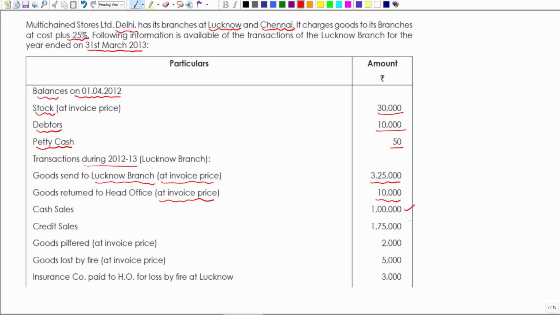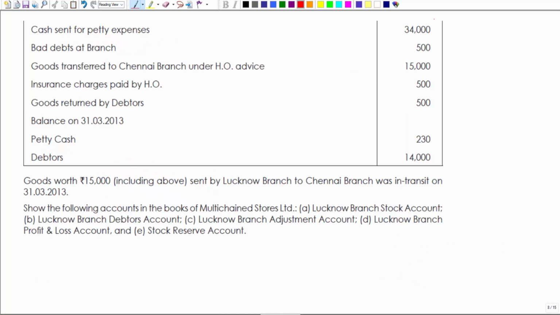Cash sales are 1 lakh. Credit sales are 1,75,000. Goods pilfered is 2,000. Goods lost by fire is 5,000. And if you notice, both these values are available at invoice price. Then we have insurance company paid to HO for loss by fire at Lucknow 3,000. Then cash sent for petty expenses is 34,000.